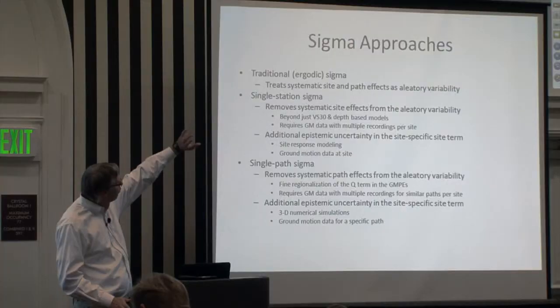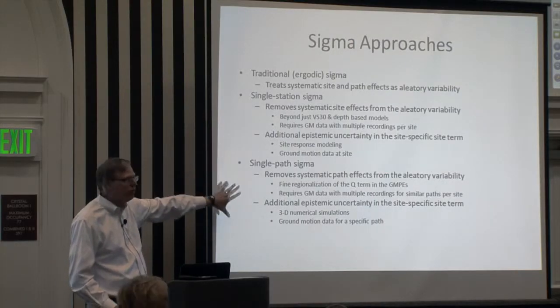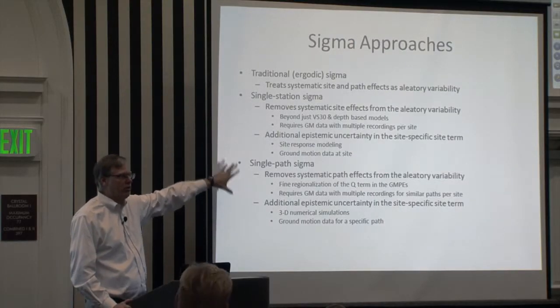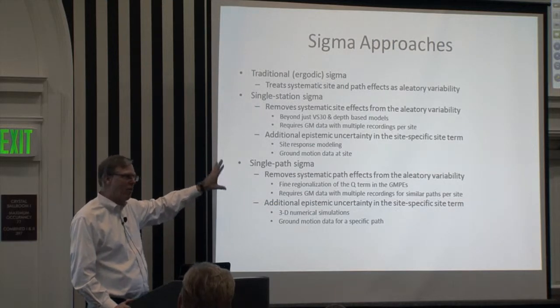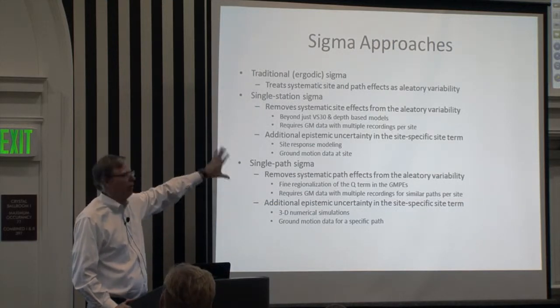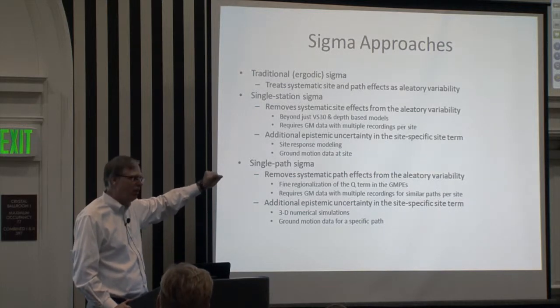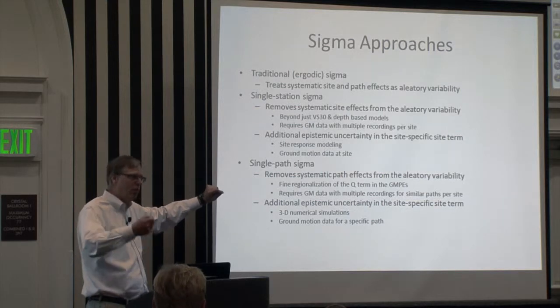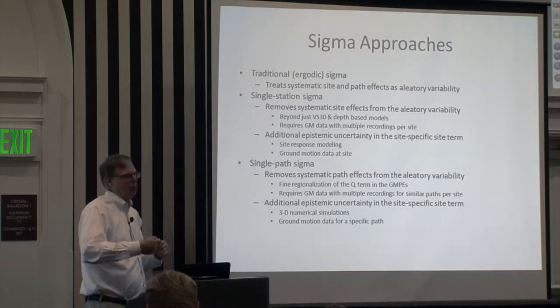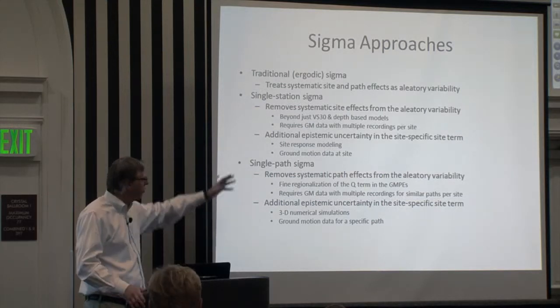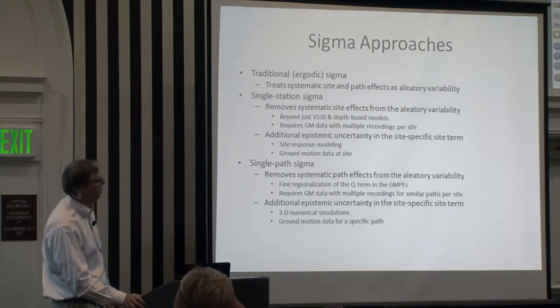So as we go from the traditional approach to either of these two approaches, there is this additional epistemic uncertainty that must be brought along. You don't get something for nothing in this business, right? So the penalty of this improved model of the aleatory part is now we need to do a better job on modeling the median ground motion, and that's what these things are starting to adjust.